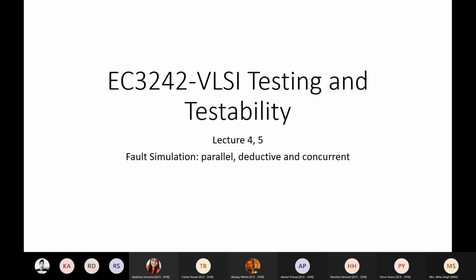for the test pattern detection for faults.